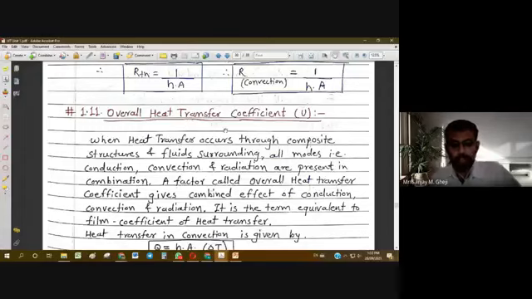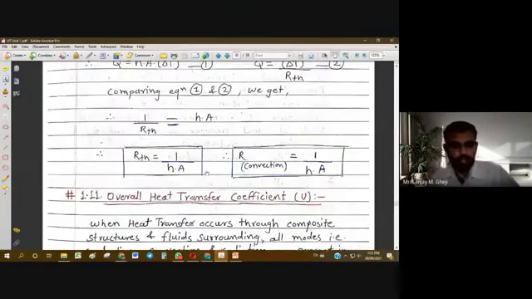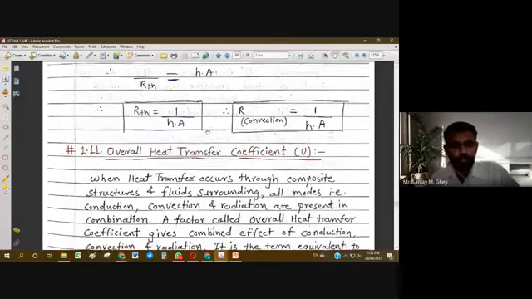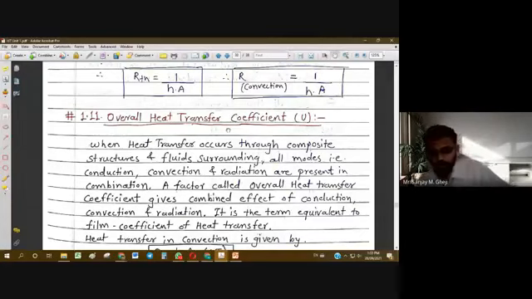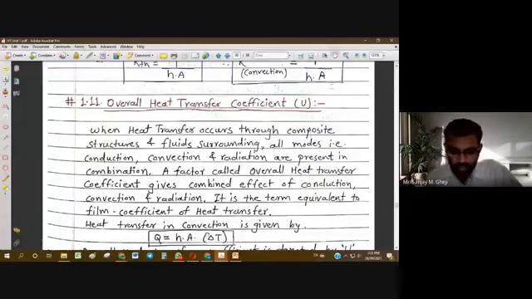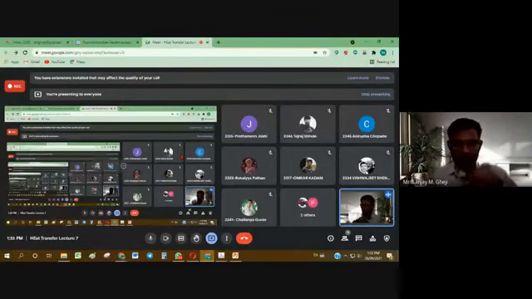Now there is the concept of overall heat transfer coefficient. Just like heat transfer coefficient H, which is valid for convection, we now have to discuss the overall heat transfer coefficient. It will be applicable for the combined case of conduction and convection. Whenever there is a combined case of conduction and convection, we define a new term called overall heat transfer coefficient. I think our time is over today, so we will stop our discussion for today.